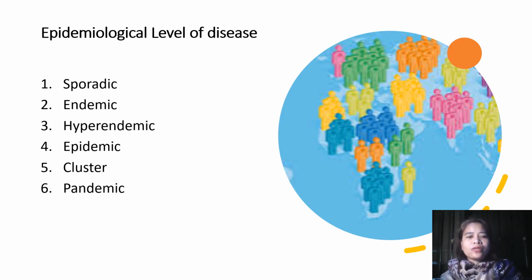Next is cluster. Cluster refers to an aggregation of cases grouped in place and time that are suspected to be greater than the number expected, even though the expected number may not be known. And lastly is the pandemic, which refers to an epidemic that has spread over several countries or continents, usually affecting a large number of people. So, as we may see, COVID-19 is affecting not only the Asian continent, but the American and the global continent at large. So, that is considered a pandemic.